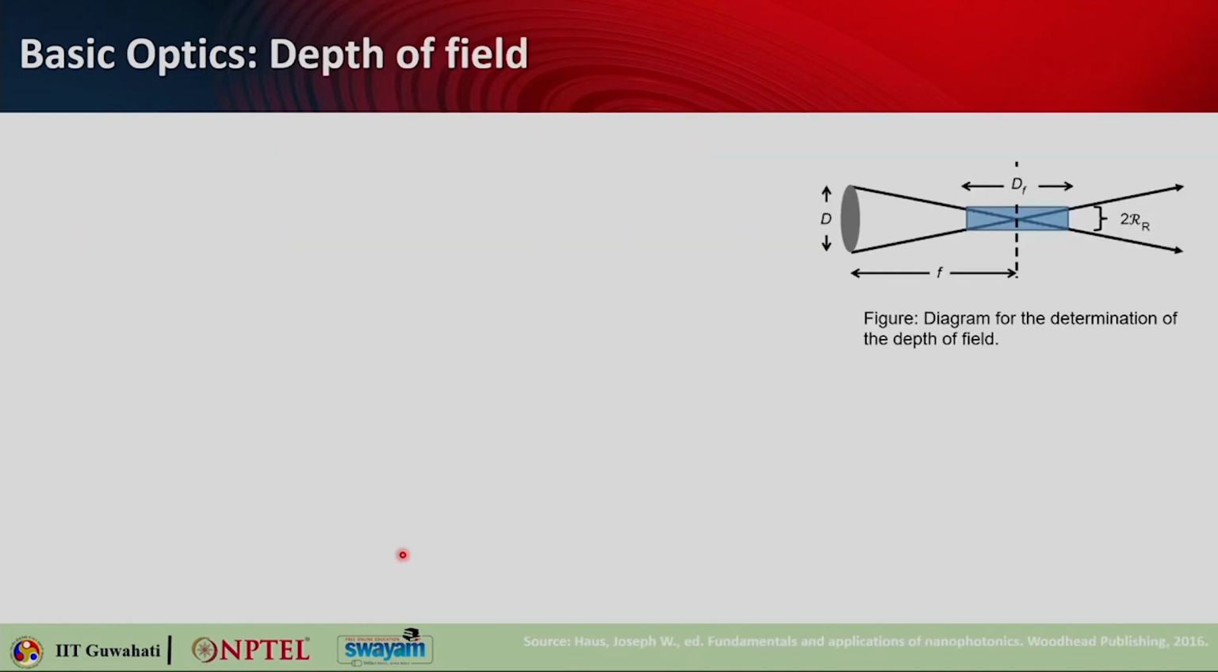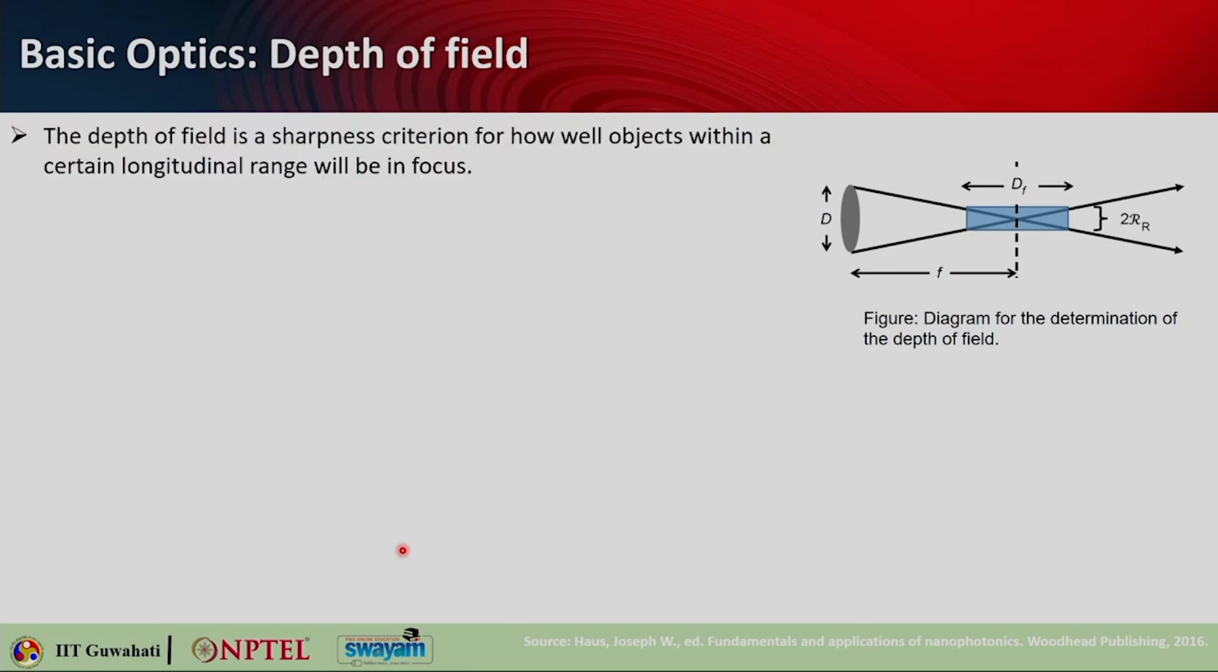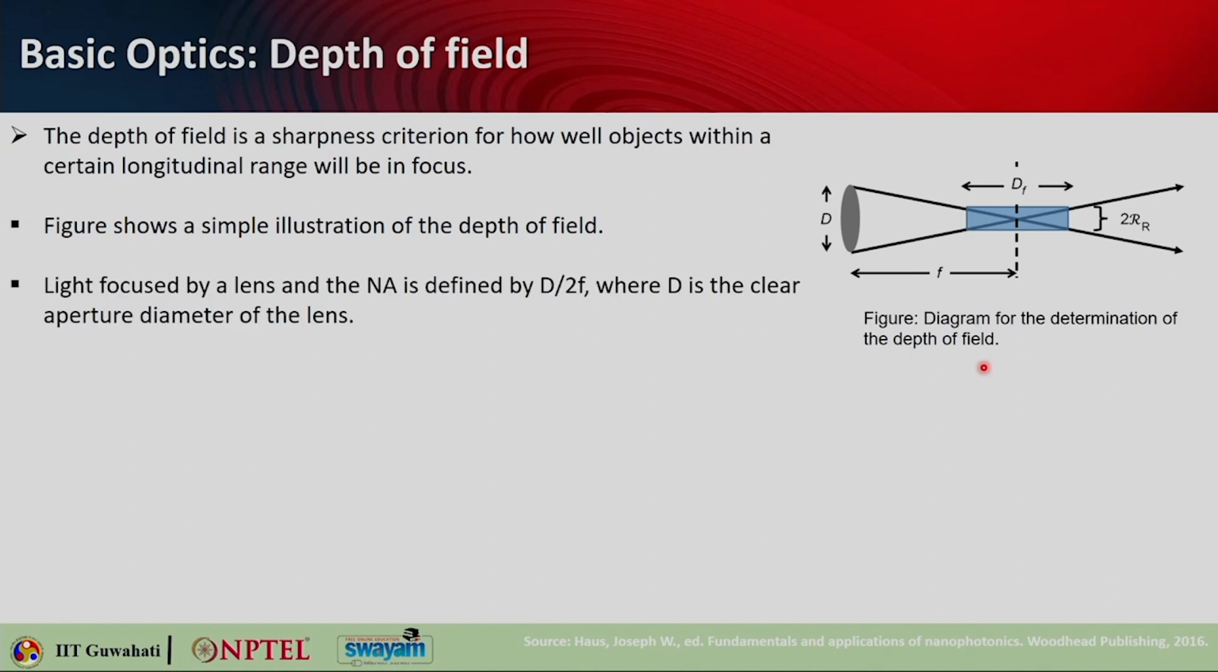Another important parameter for imaging is the depth of field. The depth of field is the sharpness criterion for how well objects within a certain longitudinal range will be in focus. In this particular figure, it gives you an idea about this depth of field.